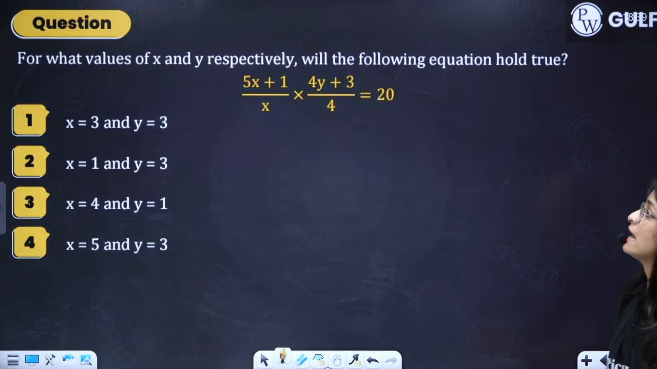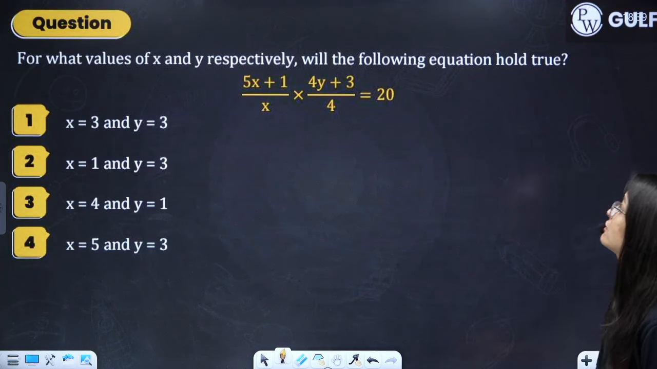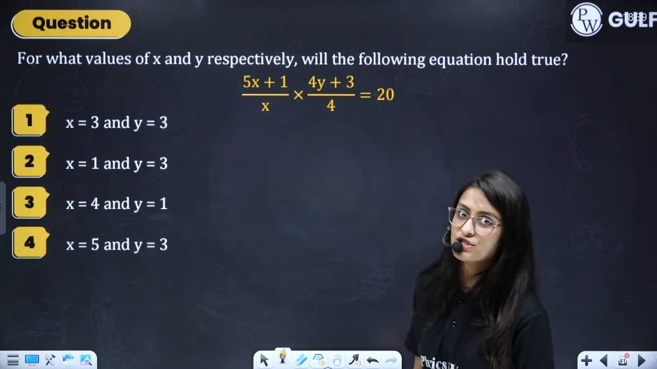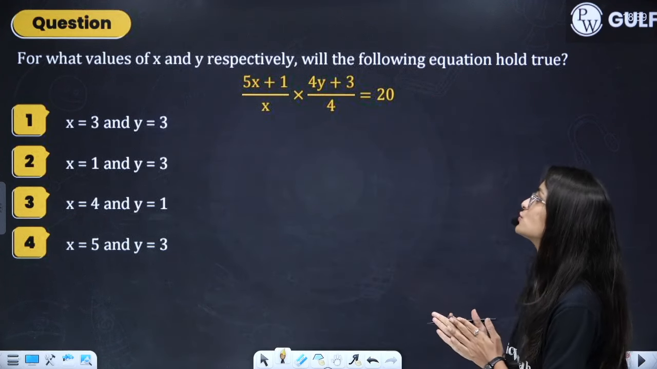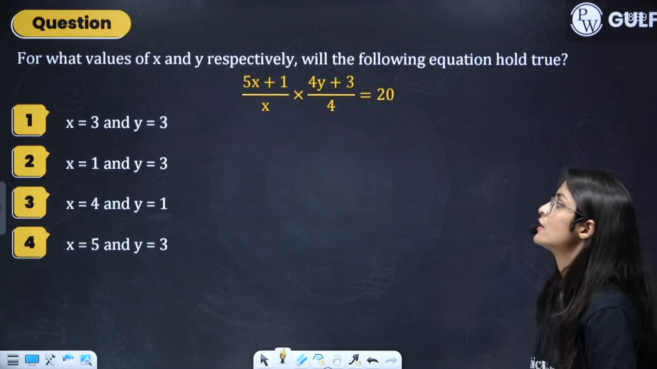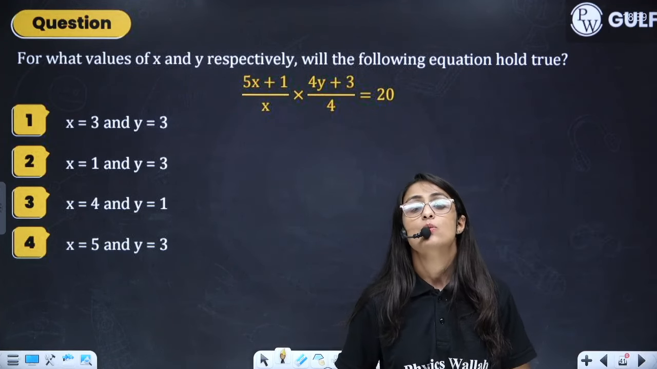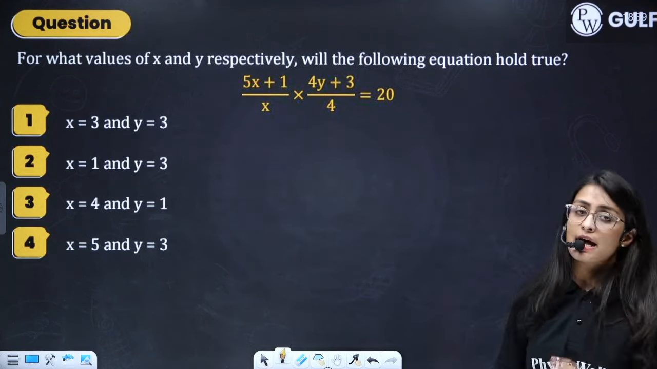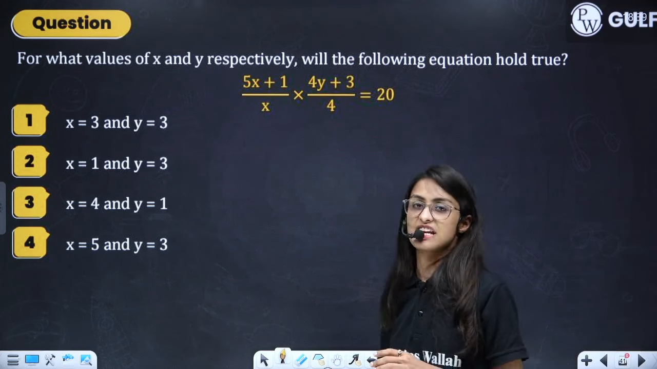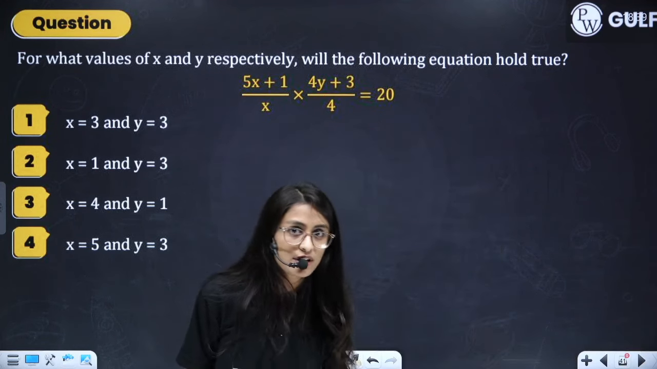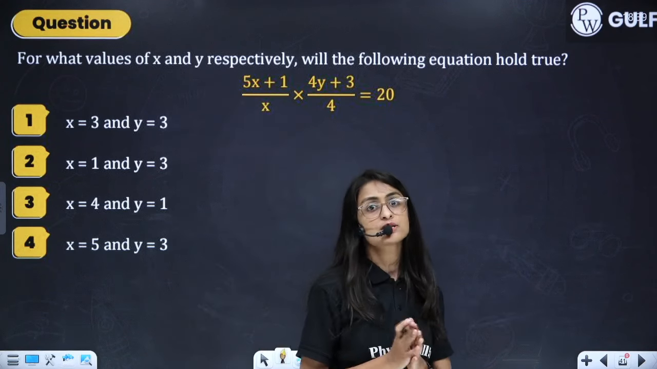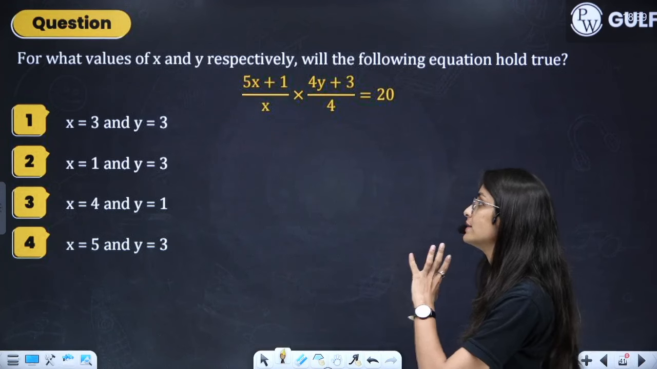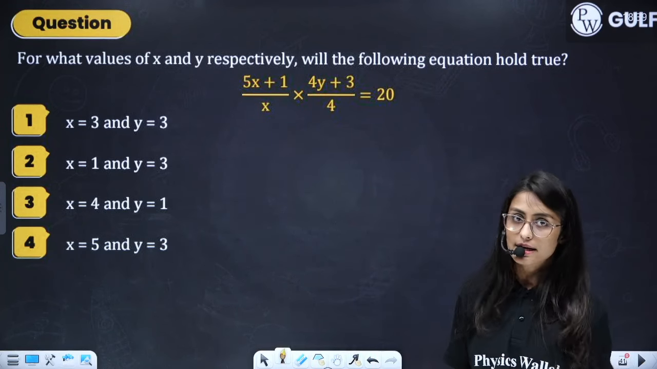Now, for what values of x and y respectively will the following equation hold true? This is our last question. So here, for this question, we will be doing the hit and trial method. Why? Because if one equation has two variables, we cannot find the variables directly. We need another equation if we want to go by the solving method. But here, as we have been provided with the options, we'll go by the hit and trial method, which you can say trial and error as well.